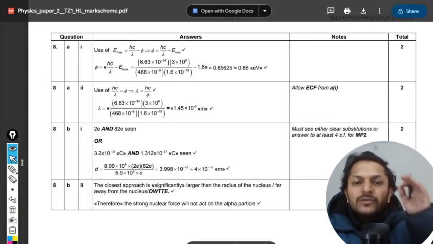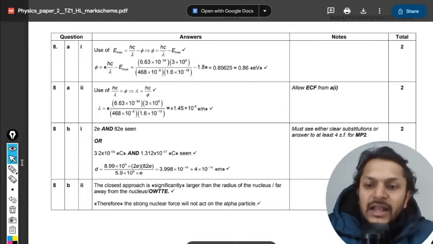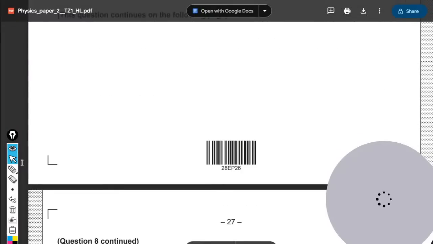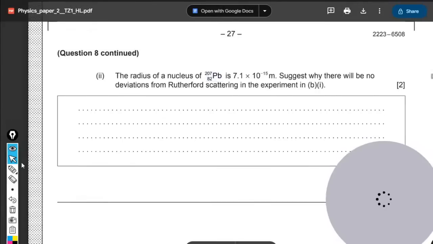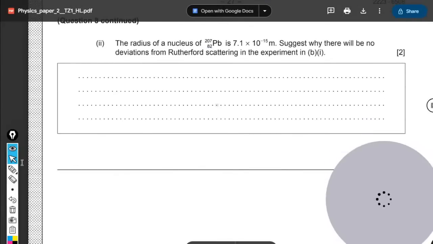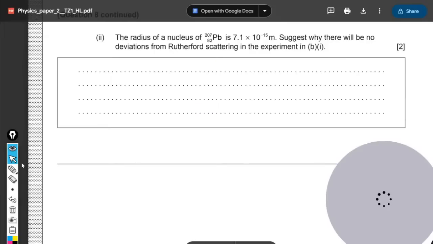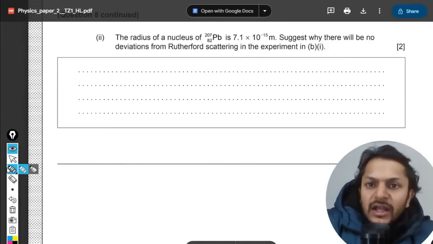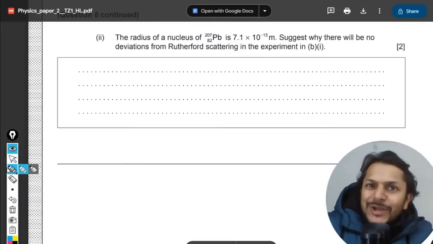So 8b1 is also done. Let us now move to 8b2 and see what the next question is. I tried to explain the complete concept of the distance of closest approach, so I think I have done justice to it here. But if you have any comments, please do mention them in the comment section.